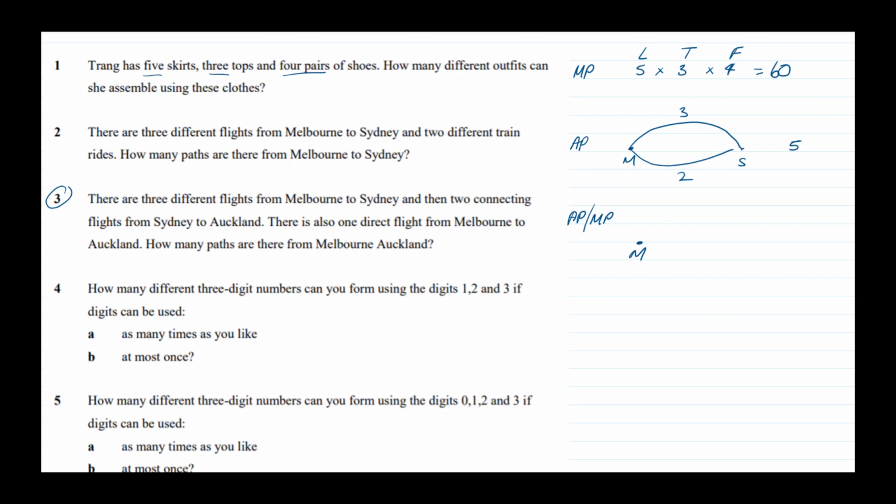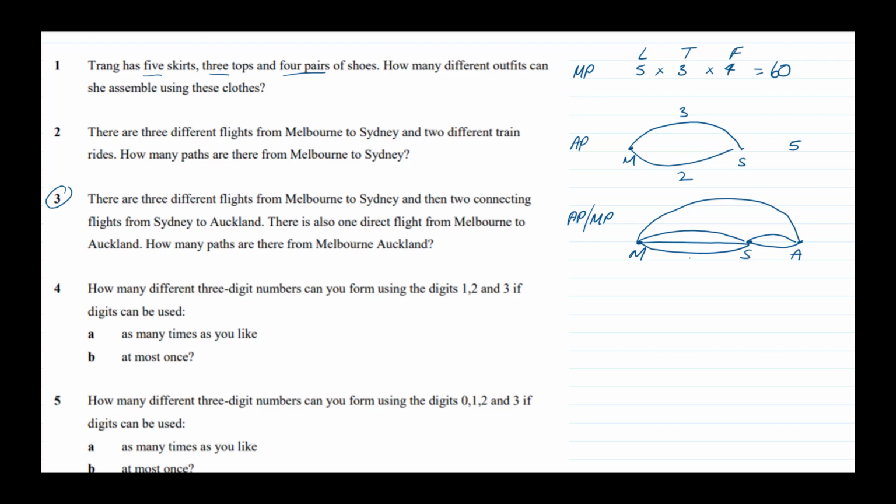Melbourne to Sydney to Auckland. So from Melbourne to Sydney, there are 3 flights: 1, 2, 3. And from Sydney to Auckland, there are 2 flights. And these are connecting flights. Or we can fly directly from Melbourne to Auckland. So how many ways are there of doing this?